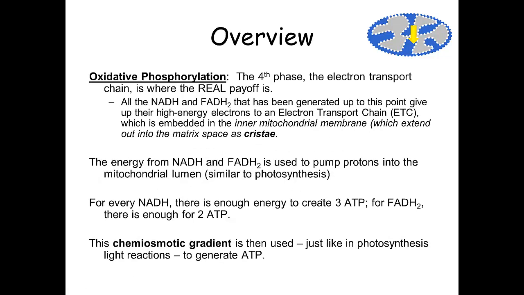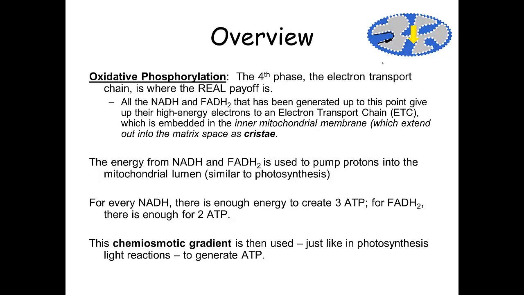The fourth and final phase is called oxidative phosphorylation. This is the electron transport chain, and this is where the real payoff is. All of the NADH and FADH2 that has been generated up to this point give up their high energy electrons to an electron transport chain, which is embedded in the inner mitochondrial membrane, which extends out into the matrix space as cristae. Okay, so this is a cristae, and the electron transport chain is embedded inside the membrane.